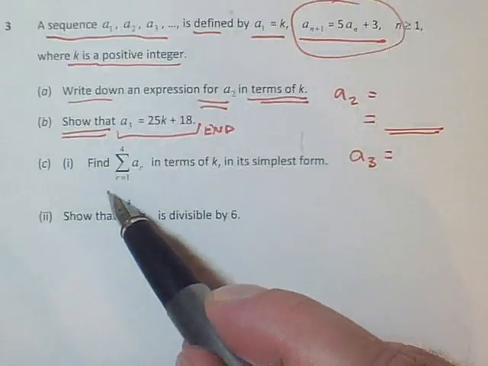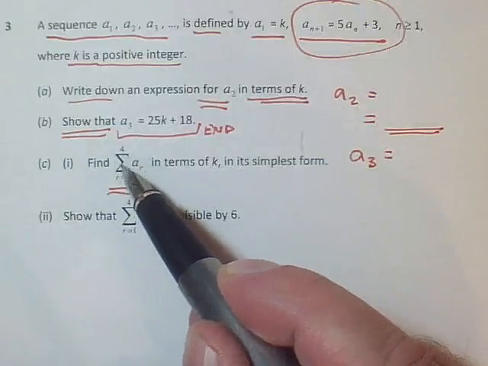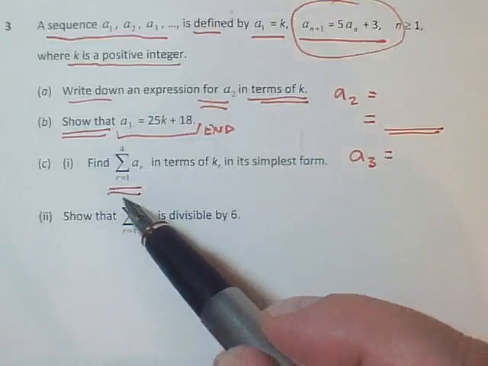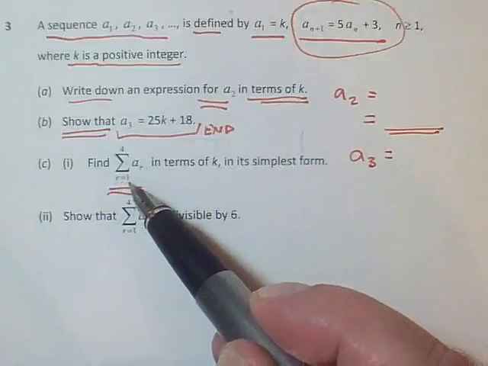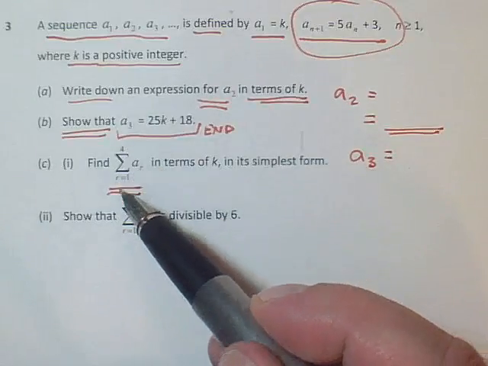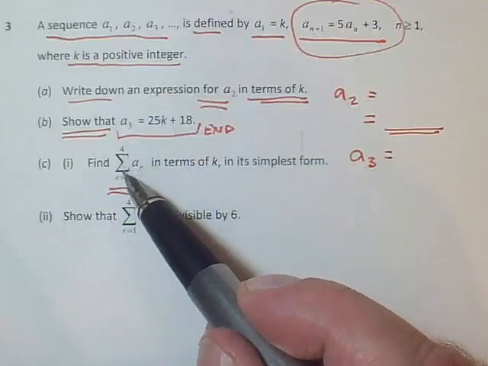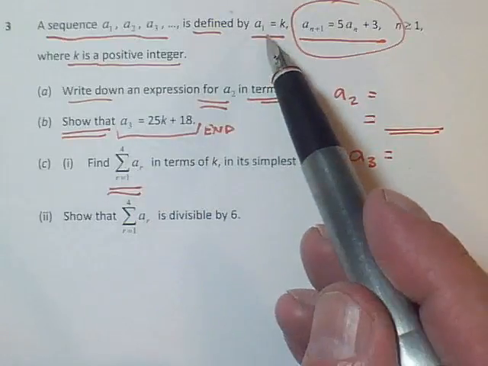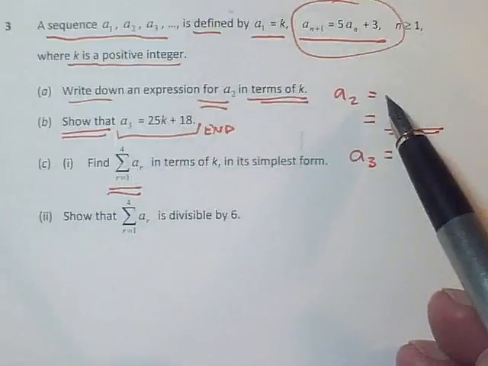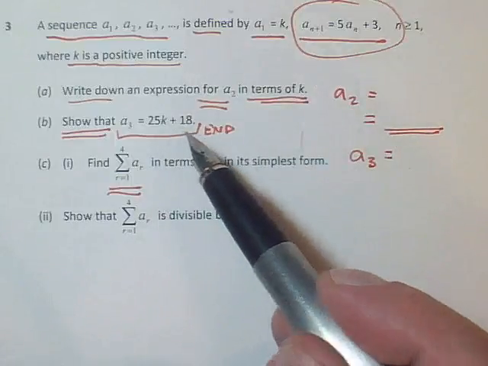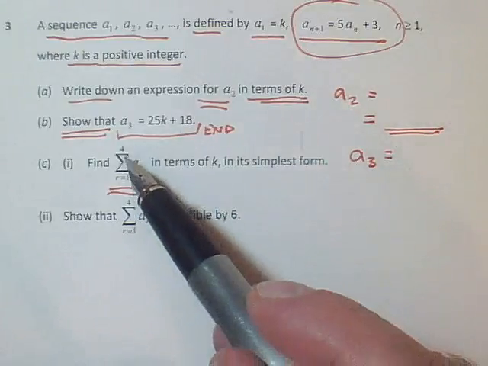Okay, then in part C we've got to work out this thing. Now the sigma notation means the sum of terms, and the r values tell us it's from the first term to the fourth term. So we have to sum the first 4 terms. Well, we have the first term here. You worked out the second term. The third term you've already worked out, but we need the fourth term.